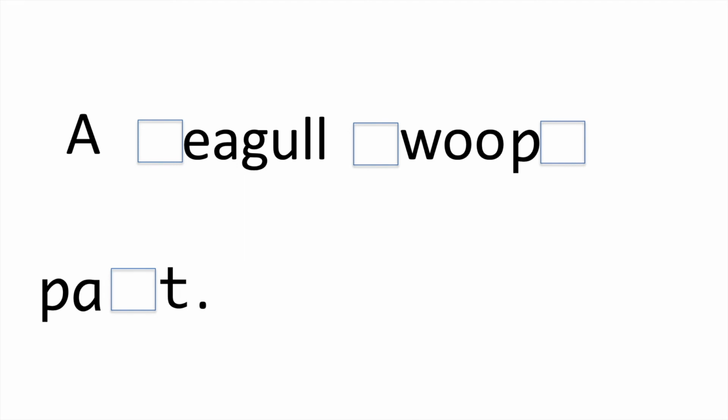In your workbook, you will find a page with some captions like this. I would like you to pause the video and write in the S sounds. Listen to the sentence first. A seagull swoops past. Pause the video and write in the S sounds. Did you get them right? Can we read it together now? You say the S sounds when we come to them.